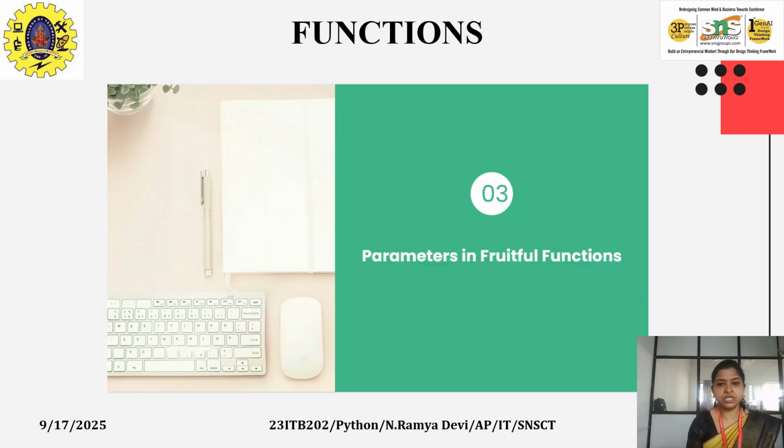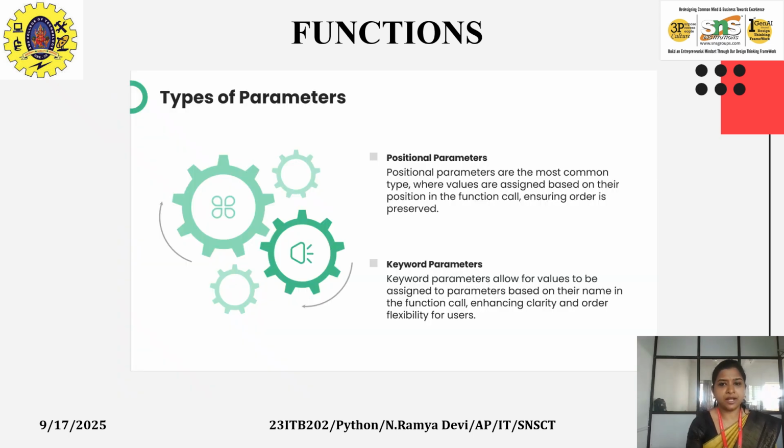Here we are going to see the parameters in fruitful functions. Positional parameters and keyword parameters are the two types of parameters used in functions. The first is positional parameters, the most common type, where values are assigned based on their position in a function call, ensuring the order is preserved. Whenever a function call is made, the first value determines the first argument of the function.